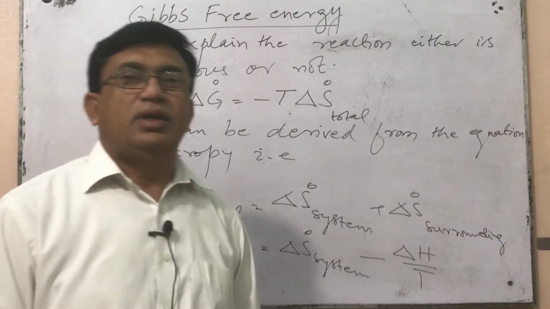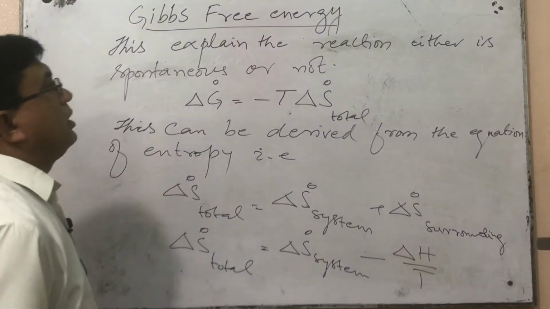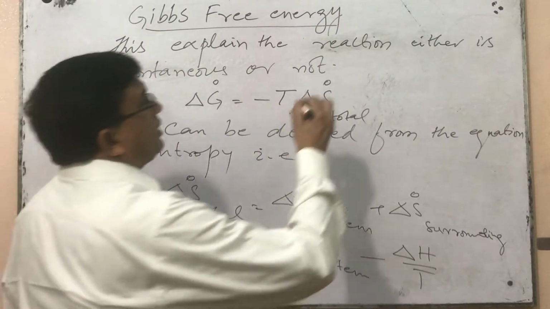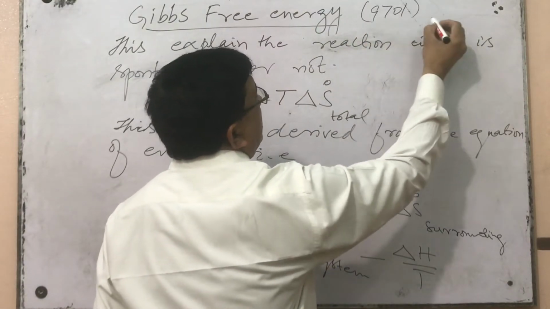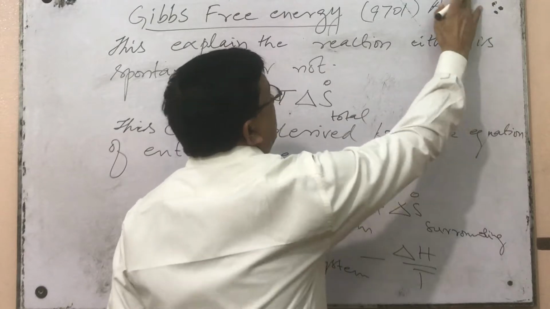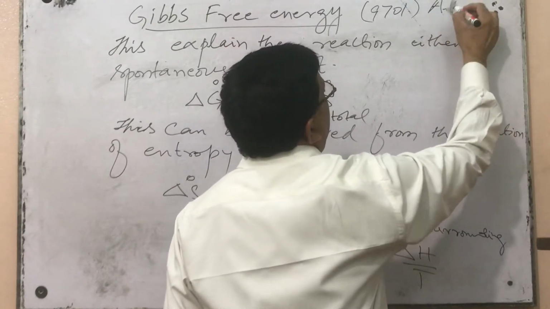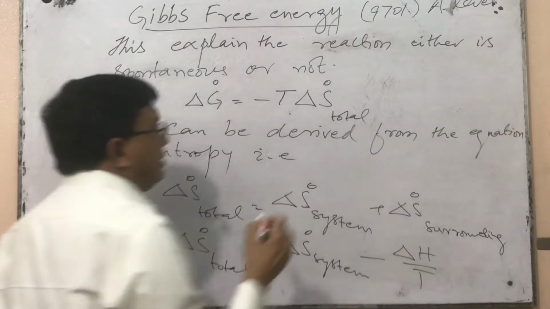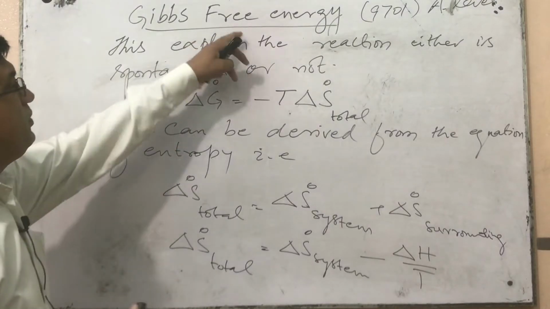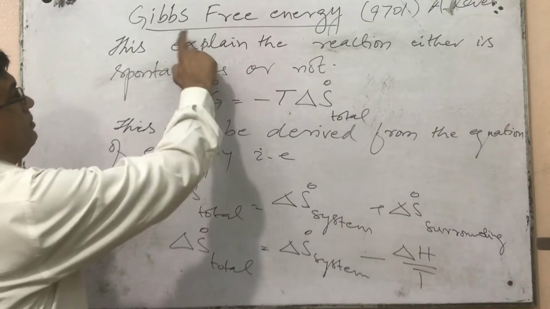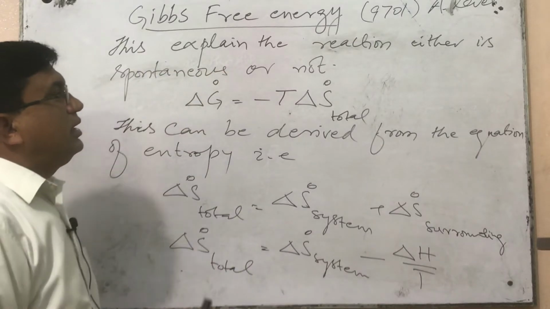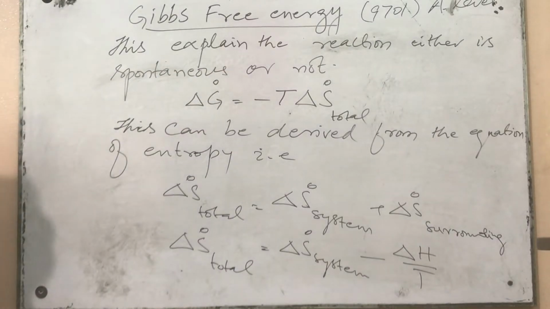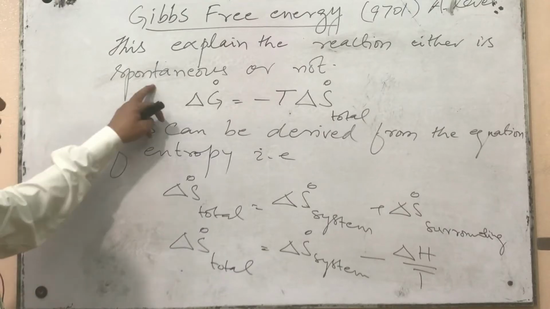Hello everyone. Our today's topic for the chemistry 9701 A level is Gibbs free energy. Gibbs free energy actually explains whether a reaction is spontaneous or not.